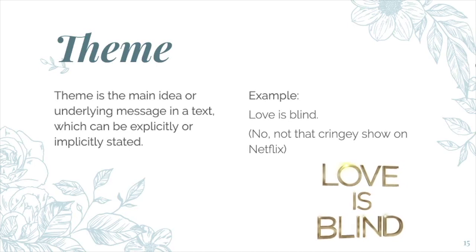Next is theme. Theme is the main idea or underlying message in a text, which can be explicitly or implicitly stated. Remember, explicitly, it's explicitly stated. That's a horrible explanation. I'm so sorry. It means it's directly stated. Implicit means you have to infer it from your readings. It's implied, but it's not directly stated.